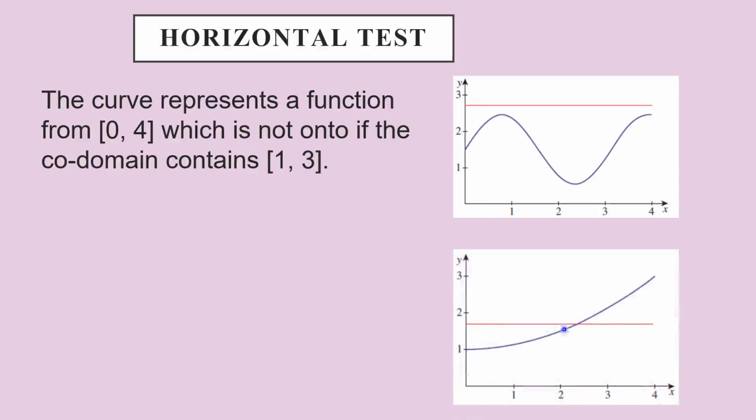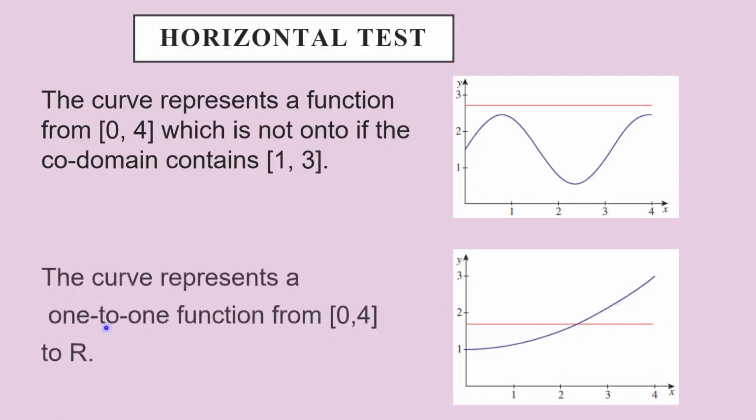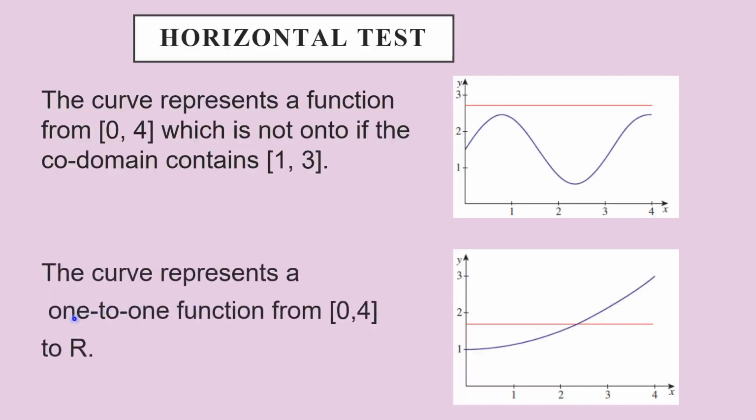See this diagram. Here, this horizontal line intersects the curve exactly at one point. So, the curve represents a 1-to-1 function from closed interval 0 to 4 to R. Here, R represents the real number system. That is, Y is the real number. At the time, this curve represents a 1-to-1 function.